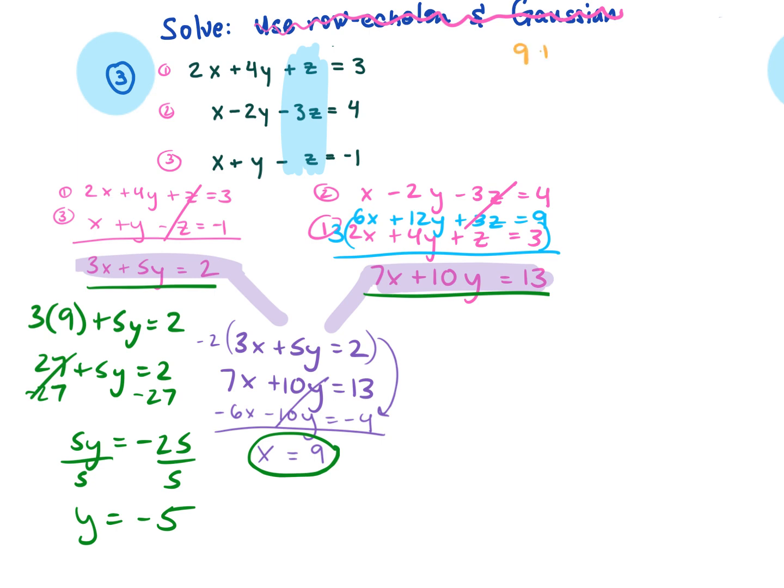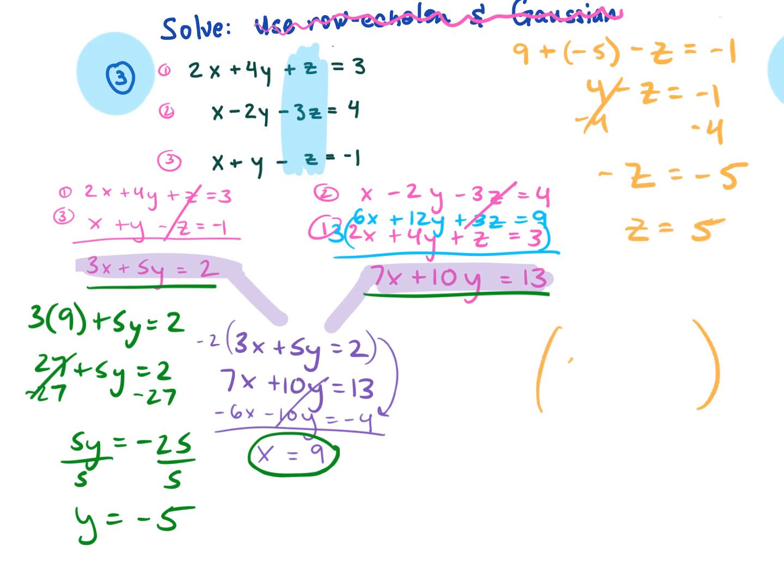So 9 plus -5 minus z is equal to -1. So 4 minus z is equal to -1. I'm going to subtract 4. So negative z is equal to -5. So what does z equal? 5. How would we write our answer? 9, -5, 5. Remember, it's x, y, then z.